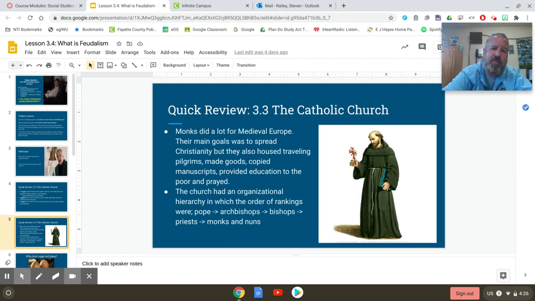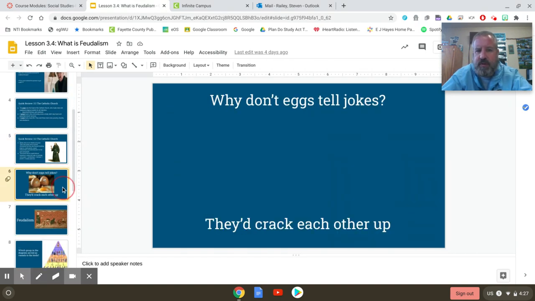Now, some of the main people in the Catholic Church were the monks. They would have been the ones that would have done a lot of the work with the people. They would have taken in orphans and helped the elderly and provided shelter for travelers, helped provide medicine and things like that to people. So they did a lot of things, as well as help people learn their faith as well. So that's always an important thing.